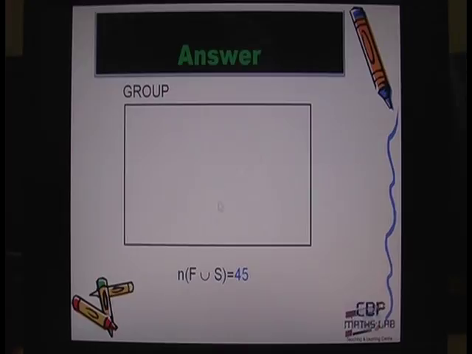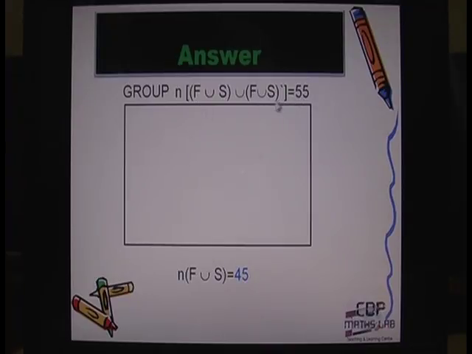Now you're told that the universal set should be equal to what? 55. You might be wondering how I got this 45. I'll tell you a little later. Let's look at what this means. This means the number of elements in the set F union S, or the number of students that pass French and Spanish, is equal to 45.